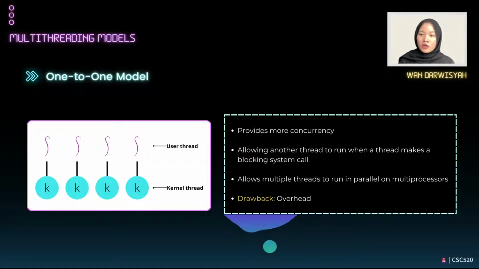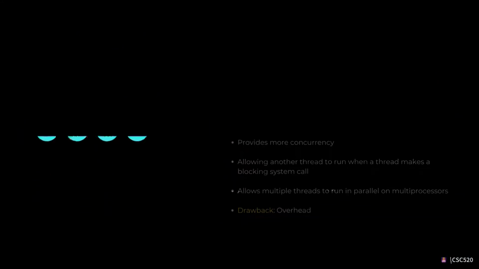However, the main drawback is that the generation of a new user thread must include creating a corresponding kernel thread, causing an overhead, which can hinder the performance of the parent process.